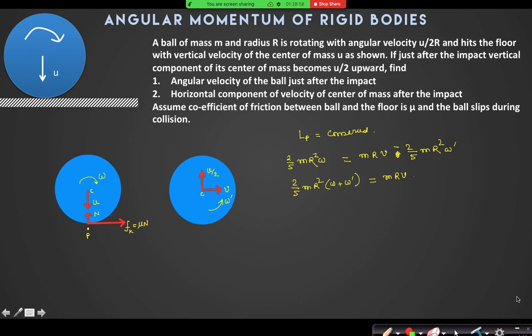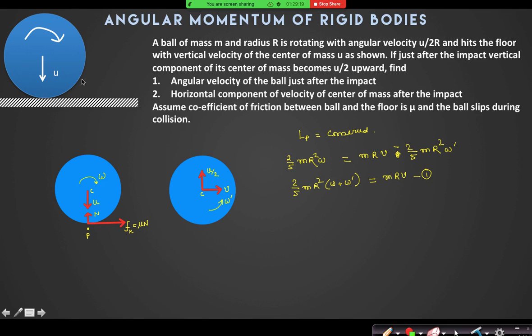So this is one equation I can find, with omega, omega prime and v. Omega is known, I think, right? Omega prime and v are unknown. And what else can we write?